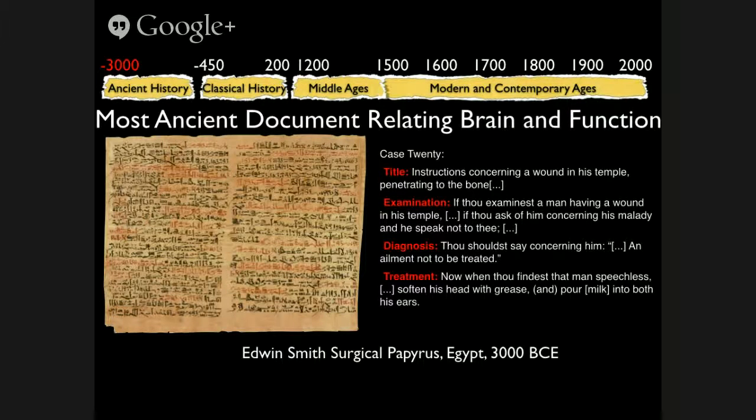It's the Edwin Smith Papyrus. And basically, this document, which is in hieratic, so it's pre-hieroglyphic era, is organized in columns which have title, examination, diagnosis, and treatment. Here we have one of the cases, instructions concerning a wound in the temple of the subject, penetrating the bone. The examination basically says that after that hit, he cannot speak, so he's describing aphasia.